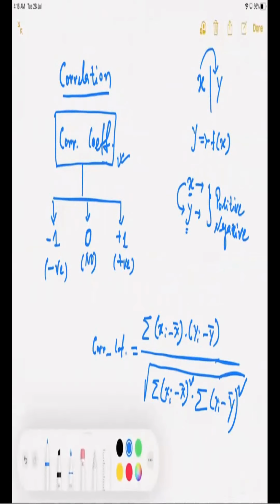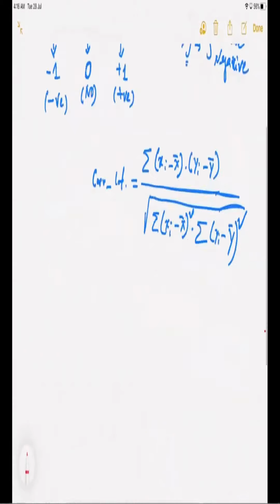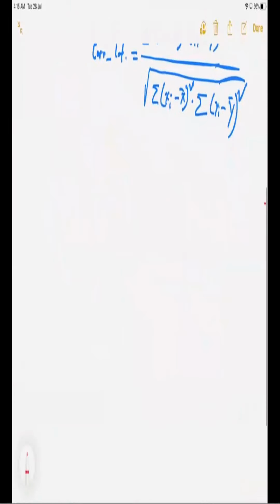Let us quickly take one manual example here, which will help us to realize how basically these things work. Assume that I have two sets of variables now. One is x variable and another one is going to be my y variable.